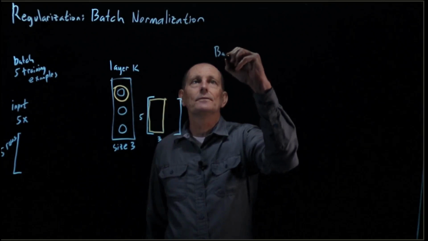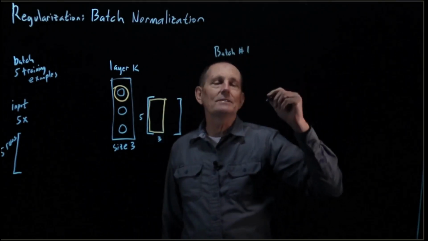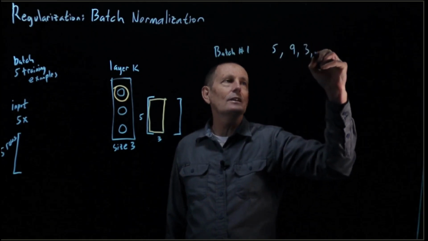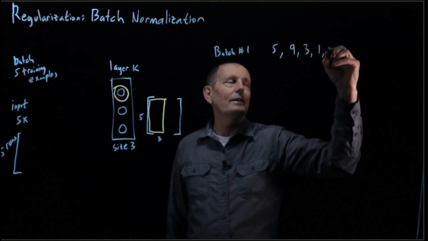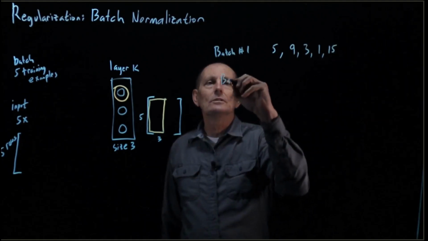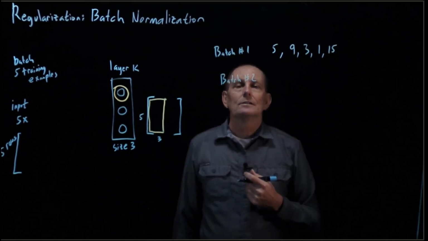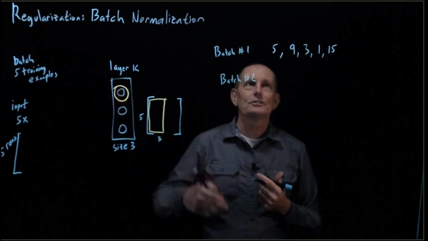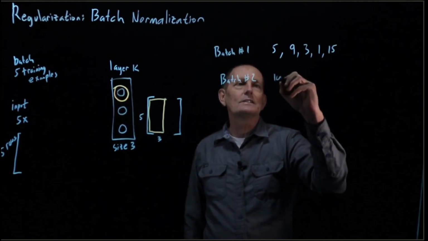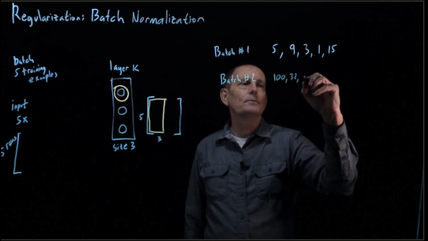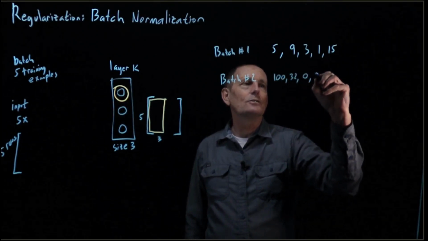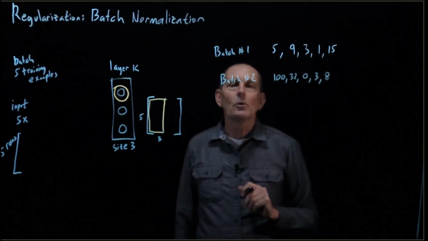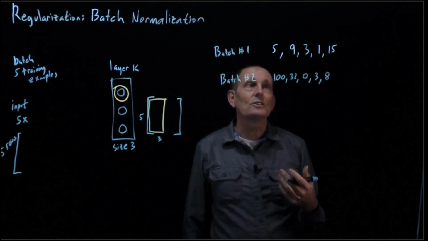Let's look at some particular values that might come in. Let's say batch number 1. Its values might be 5, 9, 3, 1, and 15. Batch 2, a different set of 5 training instances, might have, at layer K, the output of the first node be quite different. We might have, let's say, 100, 32, 0, 3, and 8. So what we can see is that the mean and standard deviation of those are fairly different.